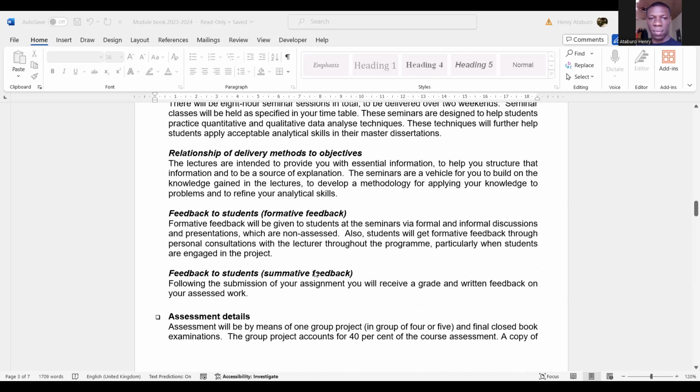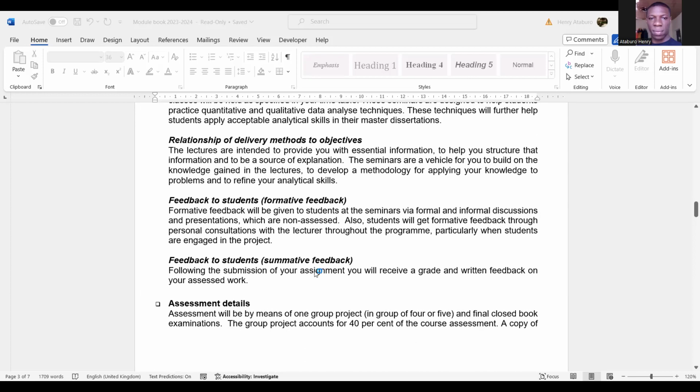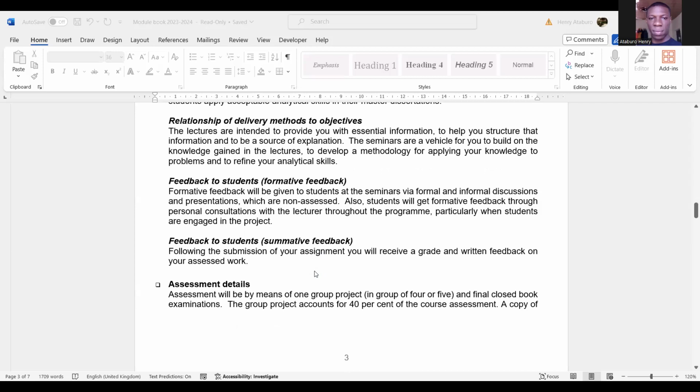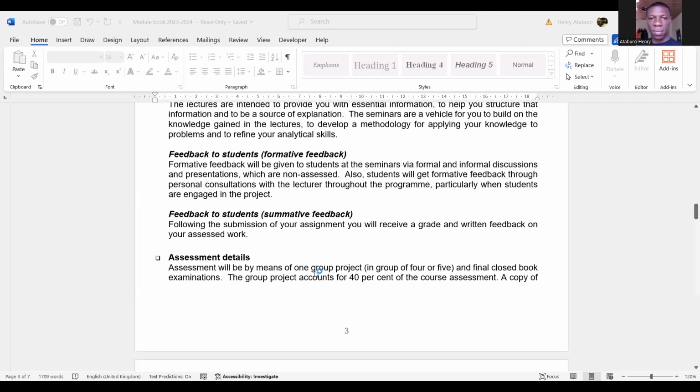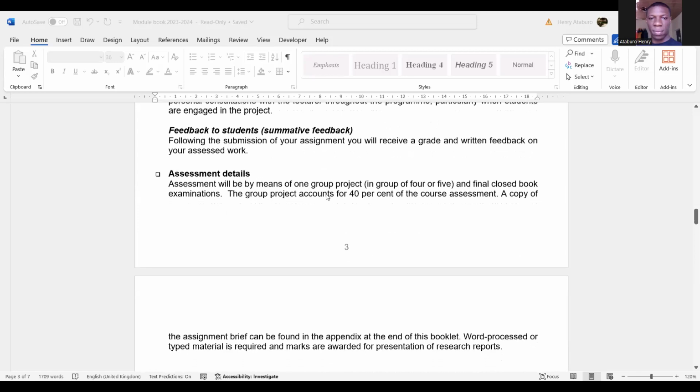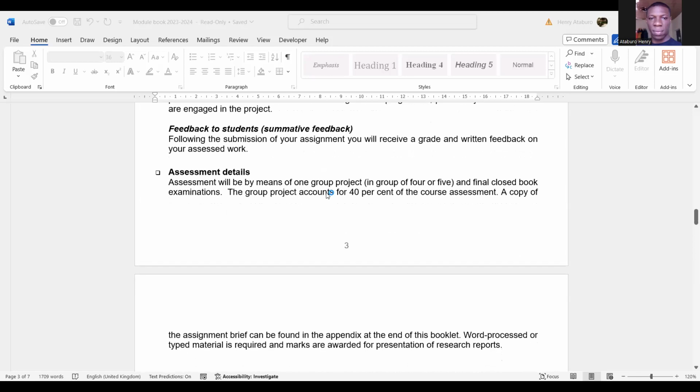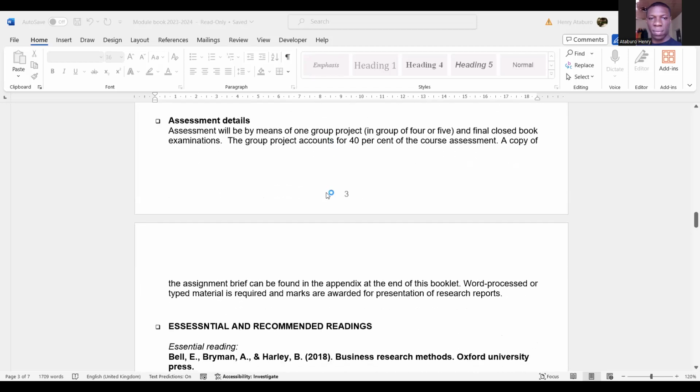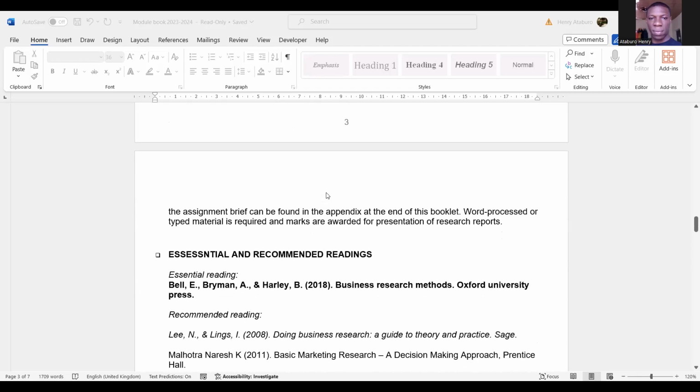All right. So for feedback, you need to submit an assignment which will be graded, and it will constitute 40% of the entire score out of 100. So it is in all of our interest to participate in that group project, just one, and do it with all seriousness so that you can cushion yourself against the end of semester exams.